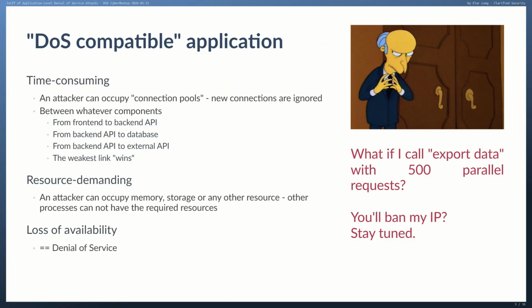So if an attacker is able to misuse the slow response to occupy the entire connection pool or required resources, it causes a loss of availability. In other words, it is a denial of service attack. If this situation happens, the attacker doesn't need to search for any new vulnerabilities, just hammer those weak API endpoints with 500 parallel requests and the job is done. You may think that, okay, I banned the IP and I'm all good, but stay tuned.